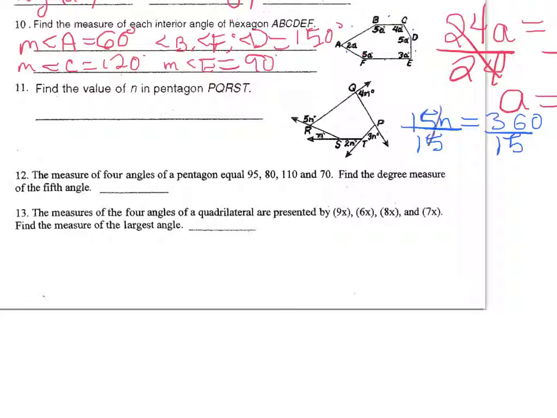Okay, so let's divide 360 by 15. 24. So it says find the value of n. Well, n equals 24. And that's it. Next problem.